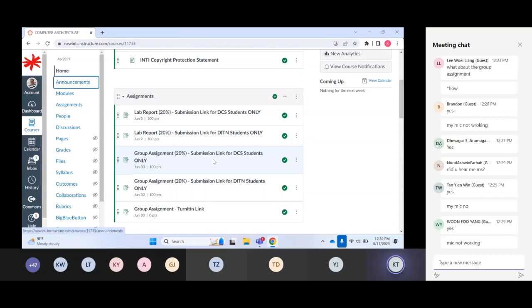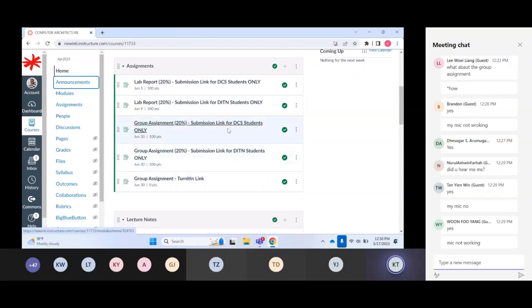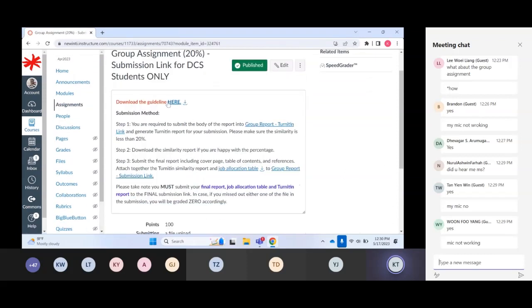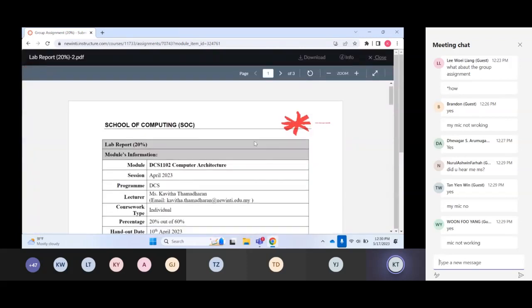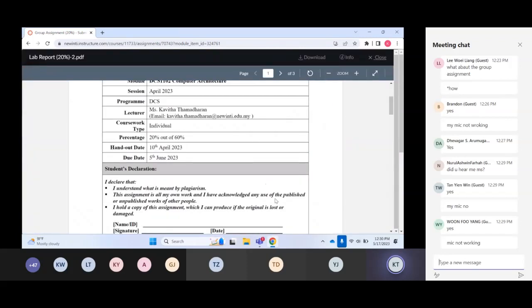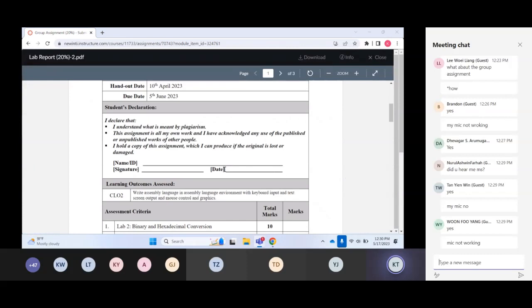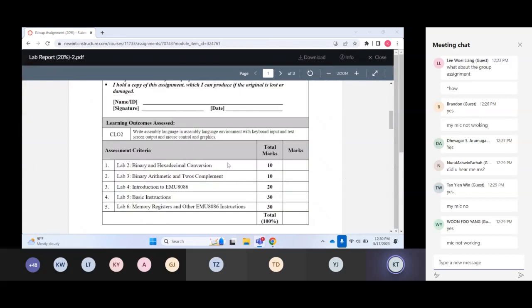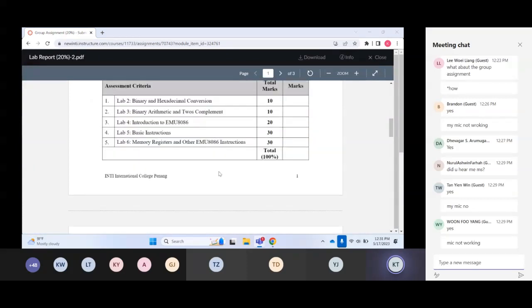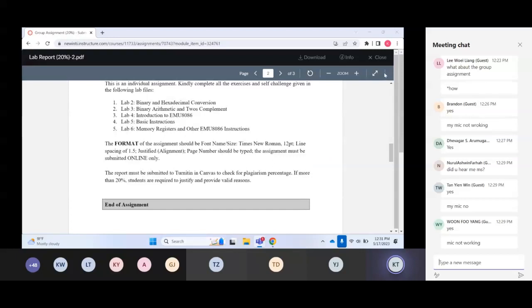Okay, actually, group assignment, this is the link for DCS students to submit. This is the link for DITN students to submit. But actually, it's the same assignment. You just go in, download the guideline here. So when you click to download the guideline, you need to group yourself into 5 students in a group.